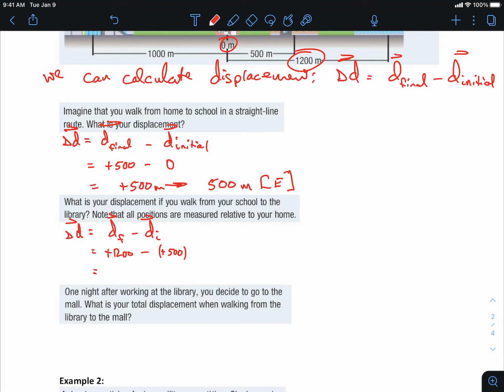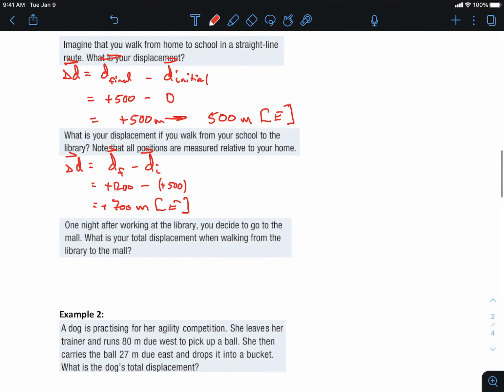So we basically get 1,200 minus 500, right? And so you're going to get 700 meters east because the answer came up positive. So the displacement is towards the east because the number came out to be positive. Okay? And then we go down one more.